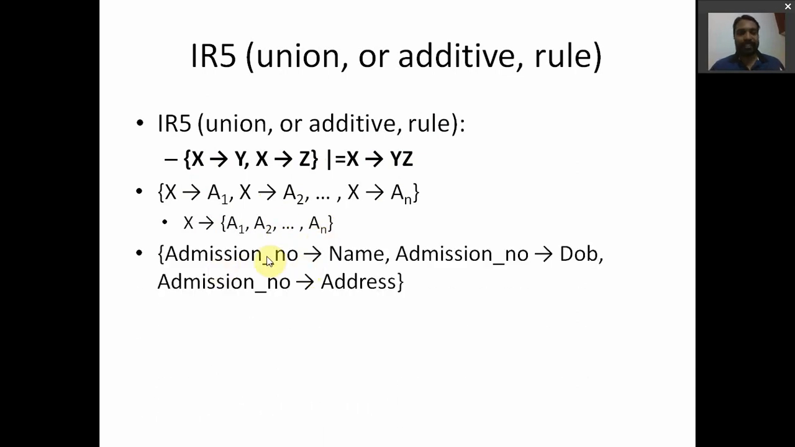We will see the same example. We have a set of functional dependencies: admission number to name, admission number to date of birth, admission number to address. From this, we can infer that admission number to name, date of birth, address. We are doing a union operation on the Y and Z parts. So we are performing Y union Z here.